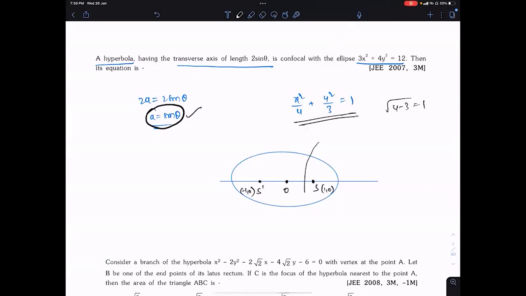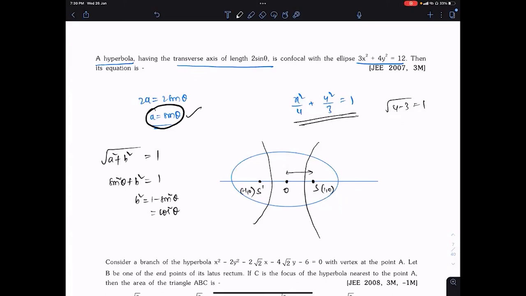So for the hyperbola, how far will the foci be? Square root of a square plus b square, and that is 1, no? The distance of the focus from the center of the hyperbola is 1, because confocal means the same foci for the hyperbola. And already a is given. So sine square theta plus b square is equal to 1. So b square is equal to 1 minus sine square theta, which is cos square theta.